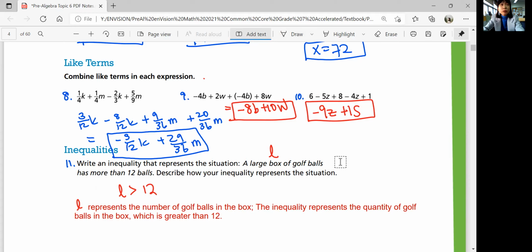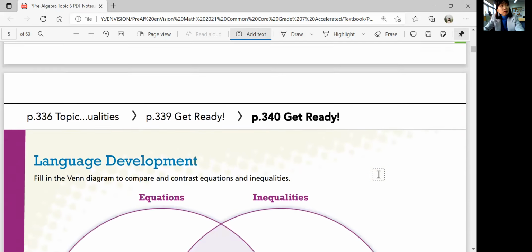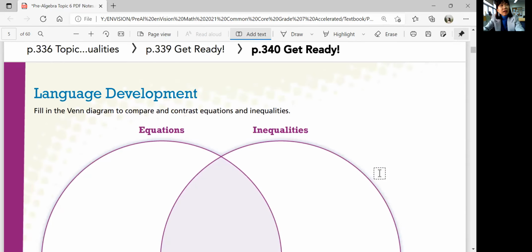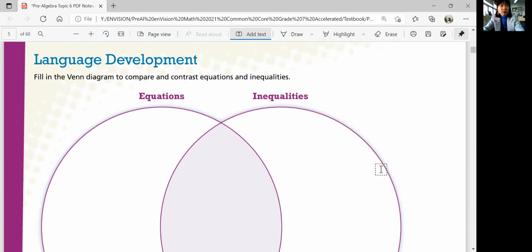Okay, that was review that you needed to study and learn the new topic, topic 6. Let's look at the next page and see the language development page. Fill in the Venn diagram to compare and contrast equations and inequalities. What do you know about equations and inequalities? You already know what they are. Can you describe the similar things that they both have and the different things that make them different?